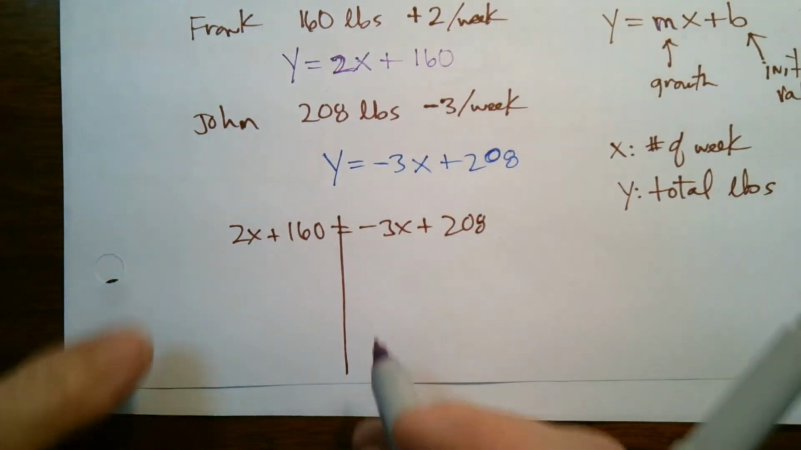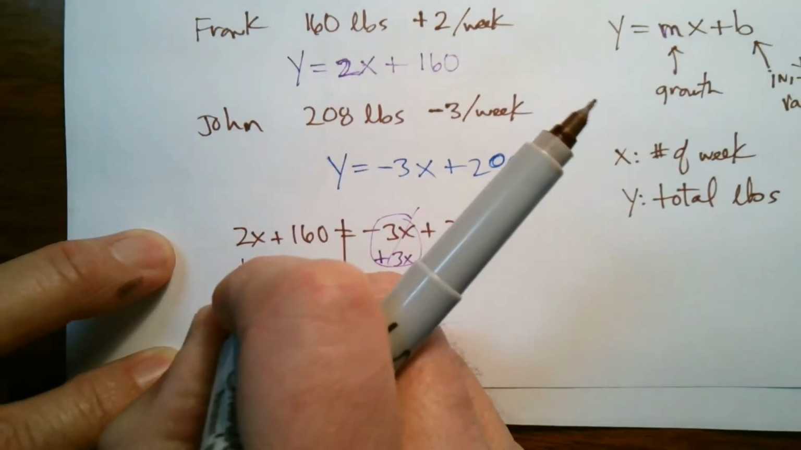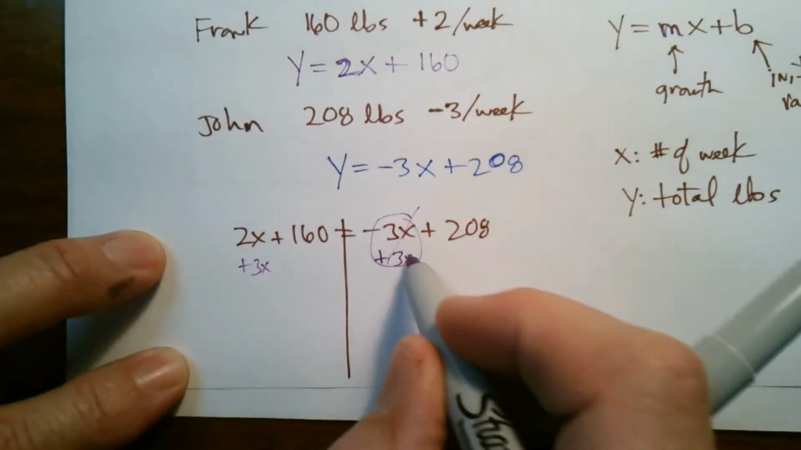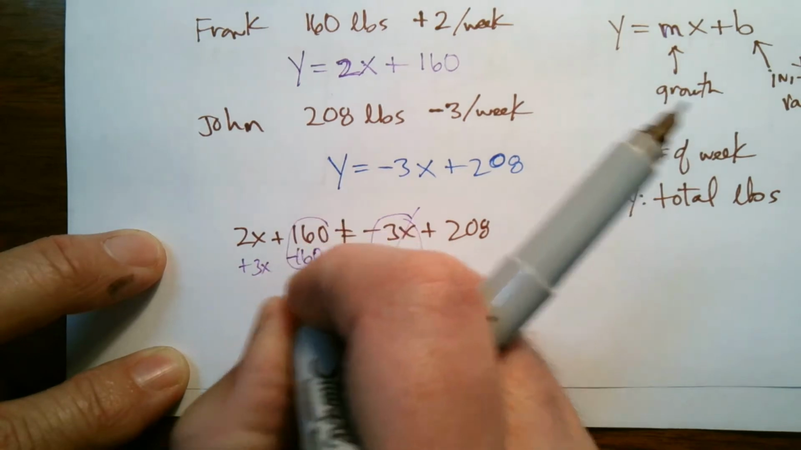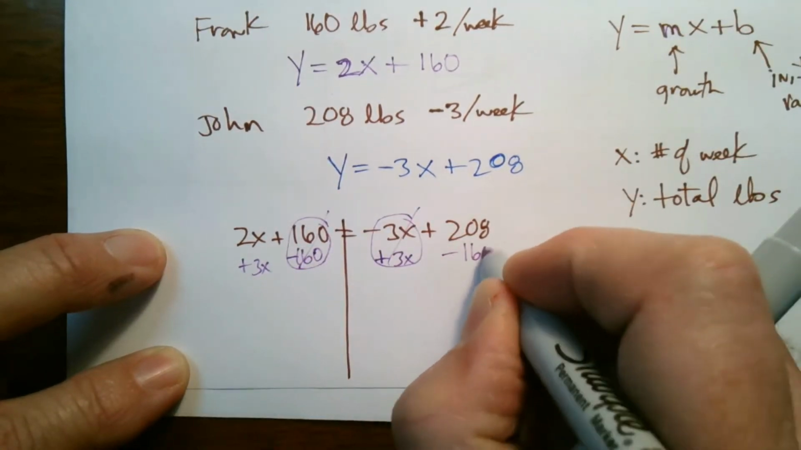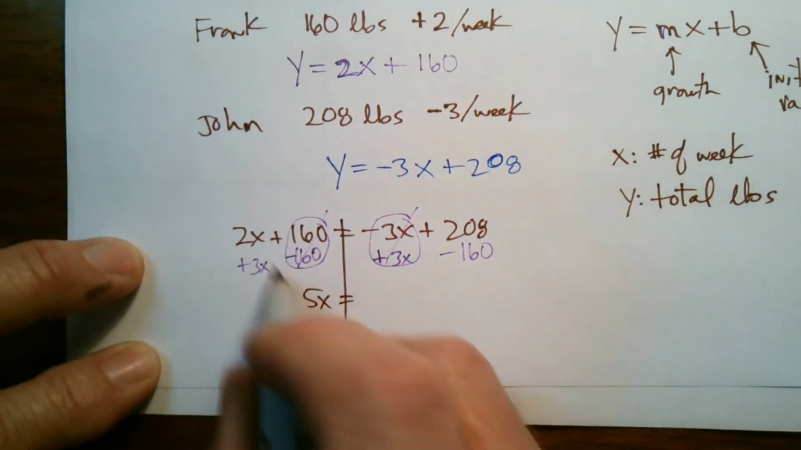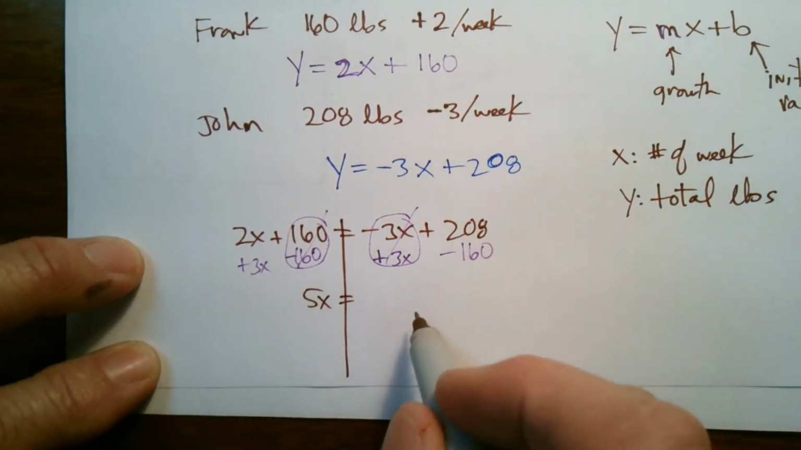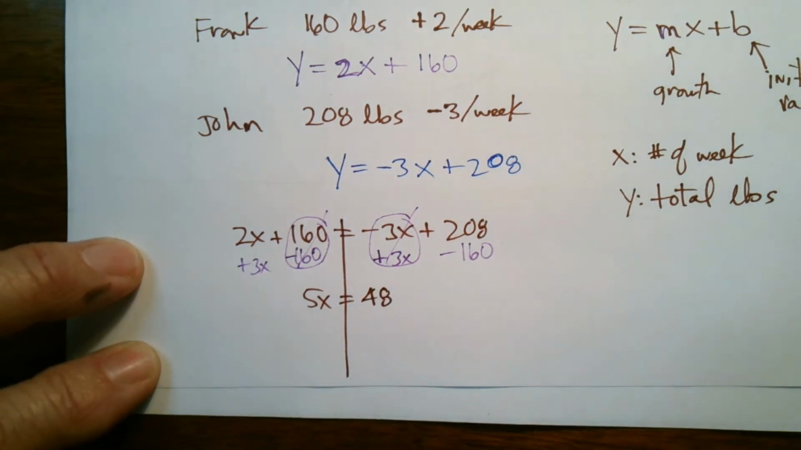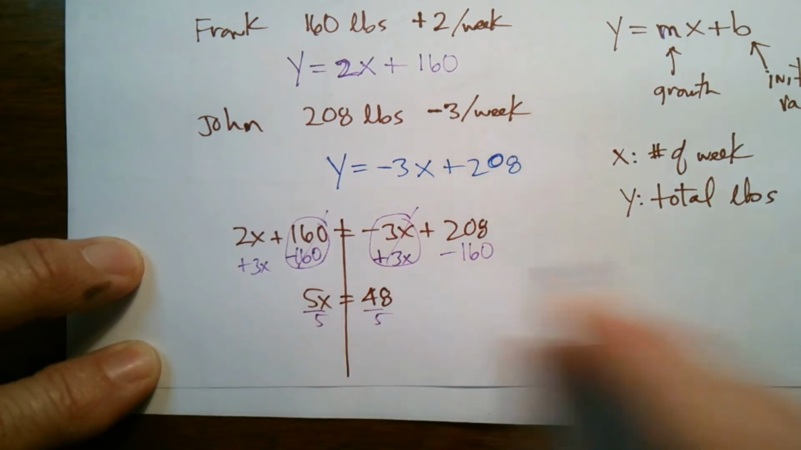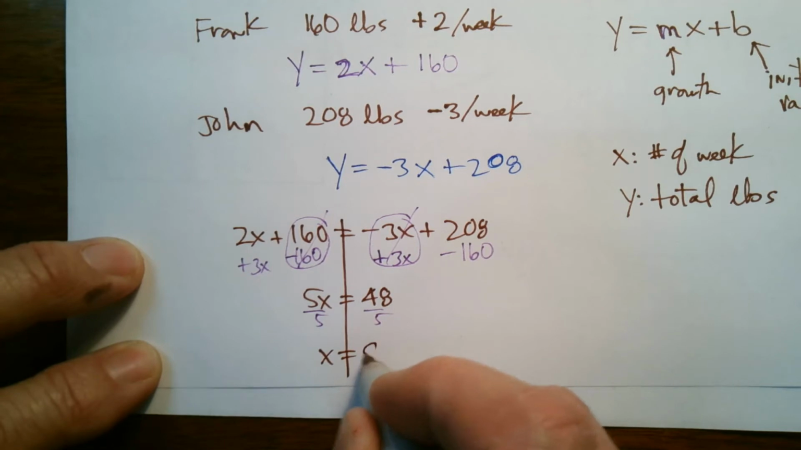So I'm going to solve for x. I'm going to get all my x's on one side, adding 3x to both sides. That'll eliminate the x's on this side. At the same time, I'll eliminate the constants on this side by subtracting 160 from both sides. So what I have here is 5x is equal to 208 minus 160, which is 48. Then divide by the coefficient, 5. So x equals, when you divide that out, 9.6.